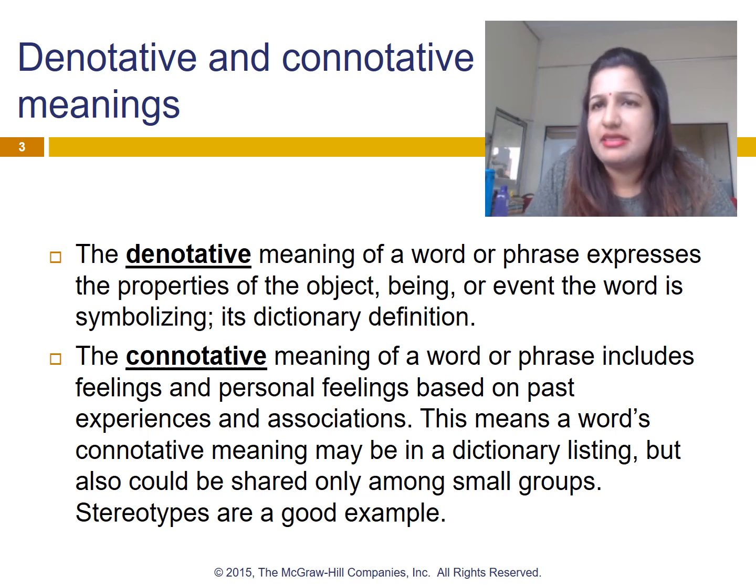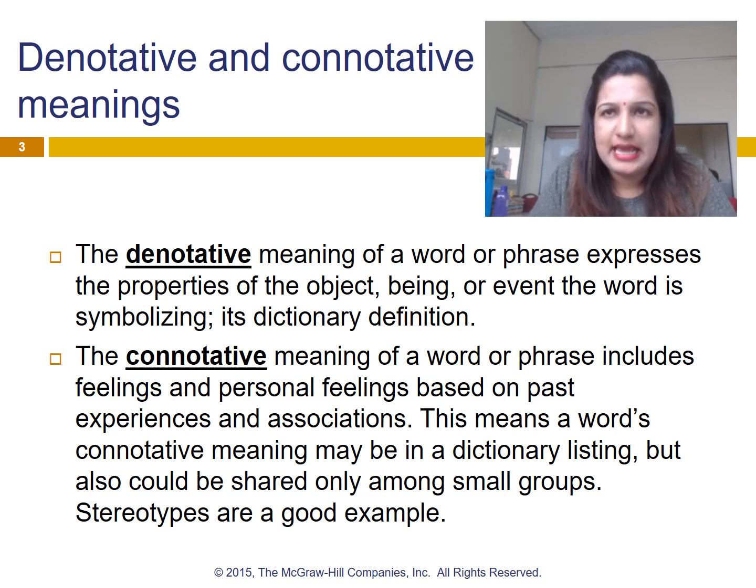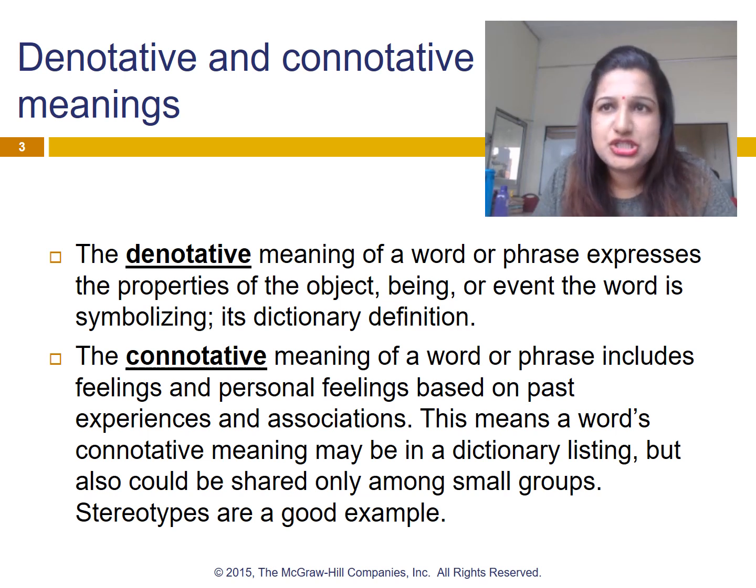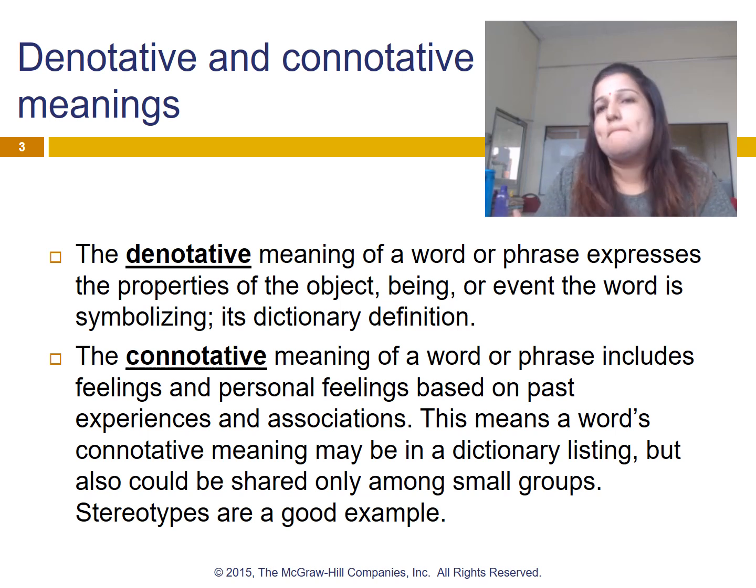What do I mean by that? Basically, if you take a word, for example, table, and you look for the word in a dictionary, whatever explanation or definition is given in the dictionary is the denotative meaning of the word table. So the denotative meaning of a word, or even a phrase, expresses the properties of the object.